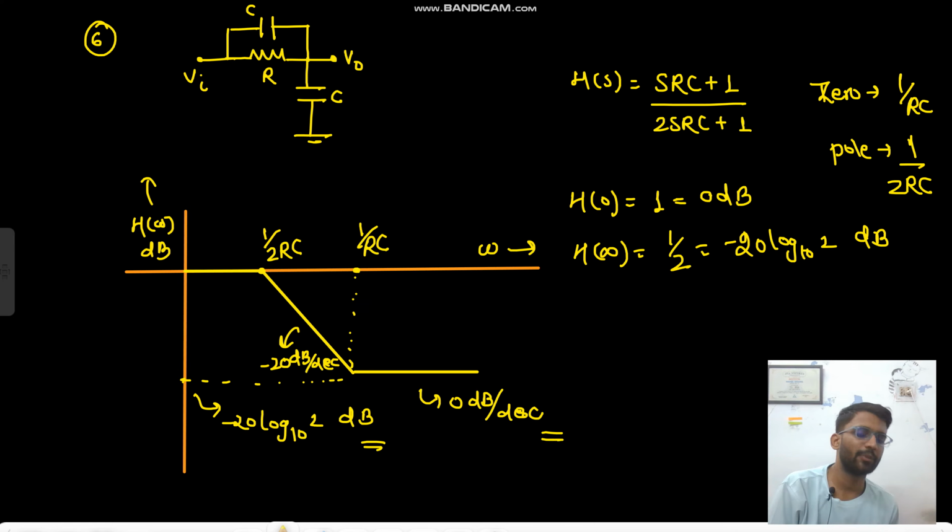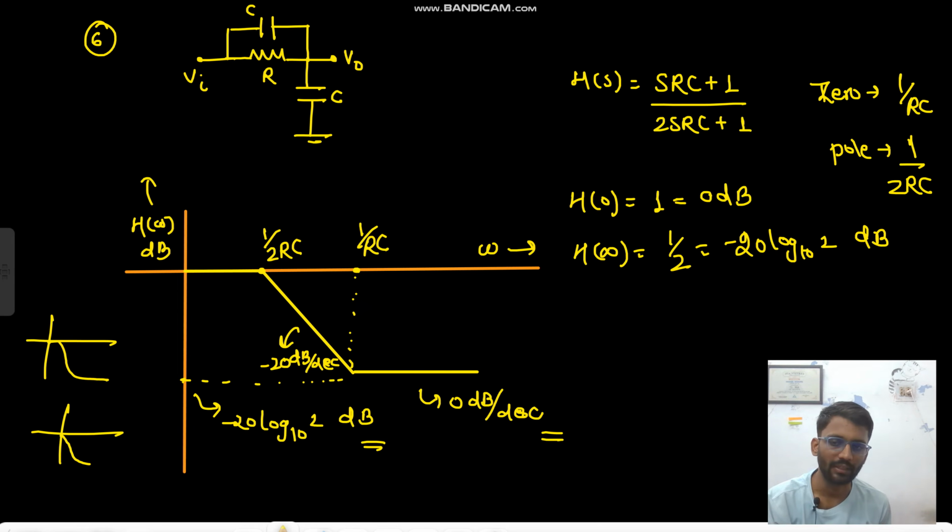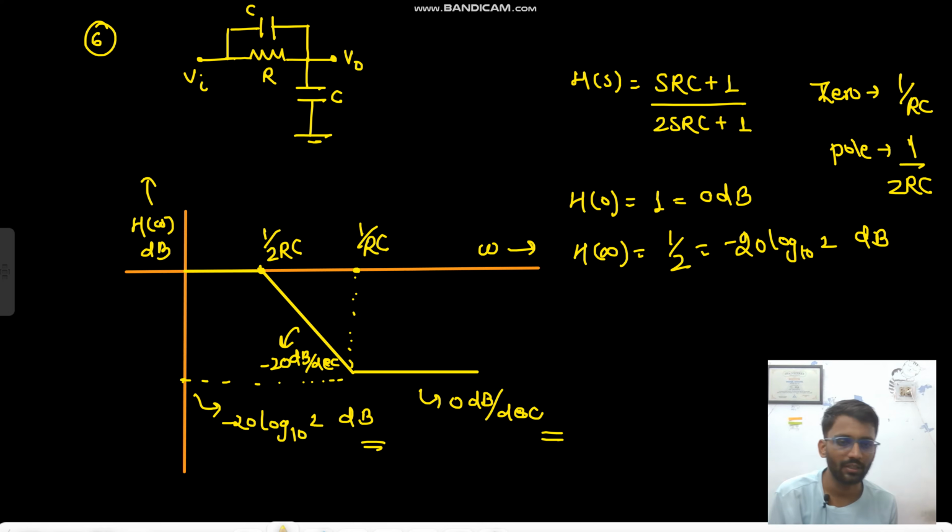Bode plot is an approximate plot, right? This is not the exact plot. The exact plot will be something like this, or more precisely it will go like this, but this is an approximate plot. Before the first pole we are taking the gain to be 1, meaning 0 dB, but it is not certain. Before the pole we will have some gain, not 0 dB. So Bode plot is an approximate plot, not the exact plot.